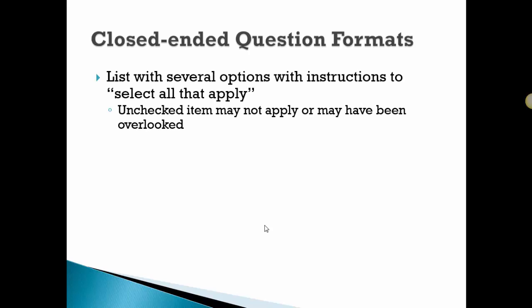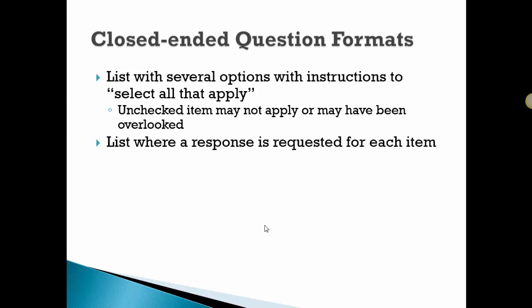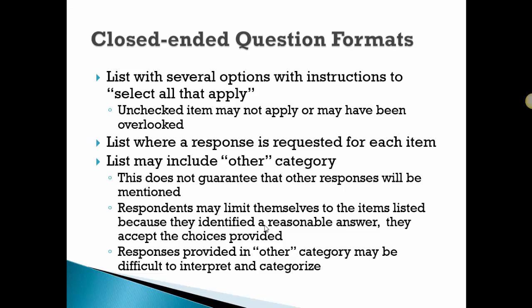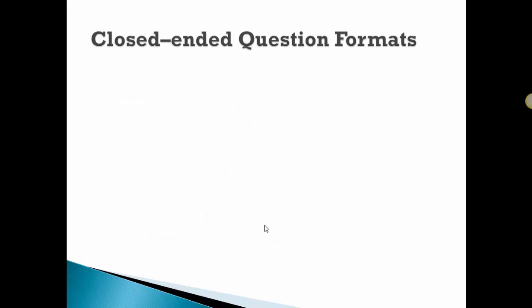Now the close-ended. This is where you give the respondent a list of options to select from. Sometimes we say select all that apply. An unchecked item may not apply or may have been overlooked. Or a list where a response is requested for each item. A list can include an "other," which doesn't guarantee the other responses will be mentioned, but respondents might limit themselves to those listed if they don't have an "other" option, or they may refuse to answer the question also.